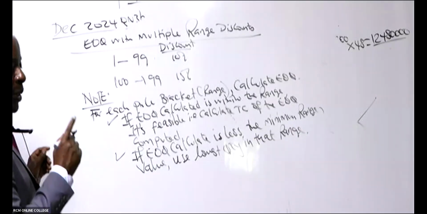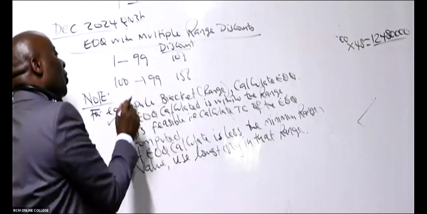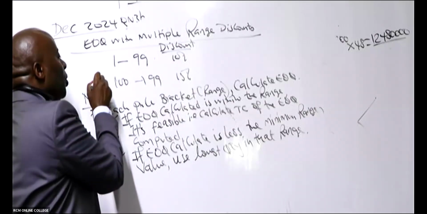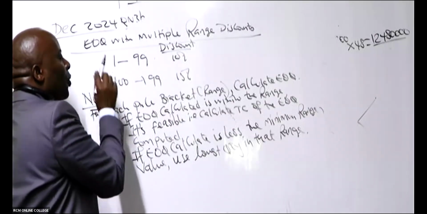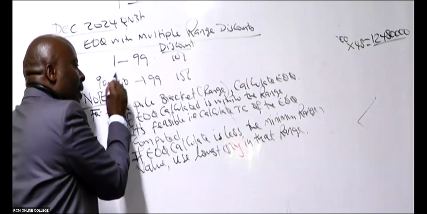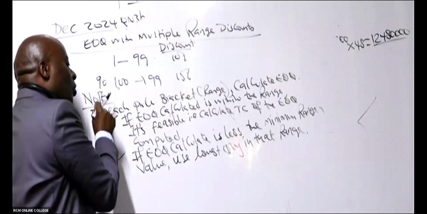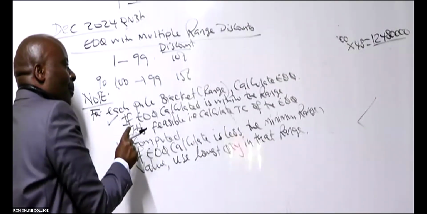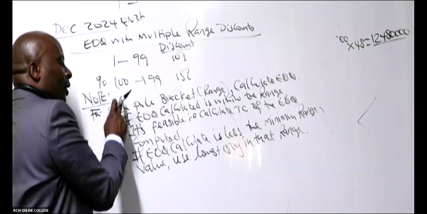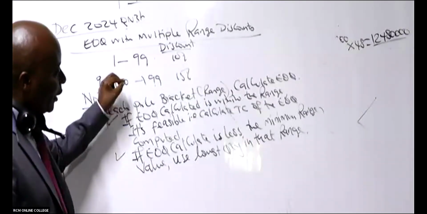So for example, please listen to me very well. If you come to this particular class, you calculate EOQ and get an EOQ of 90 for this class, then we shall compute the total cost of the minimum in this range. The minimum here is 100. So if the EOQ computed falls below the minimum value of this range, like 90 is lower than this, then we shall use the lowest quantity on that very range.